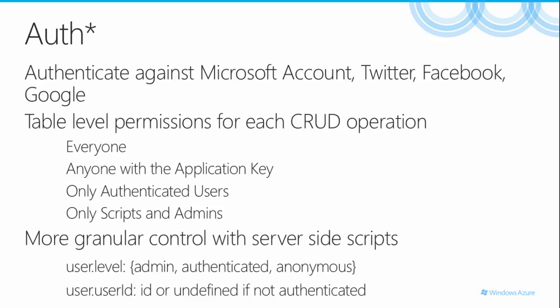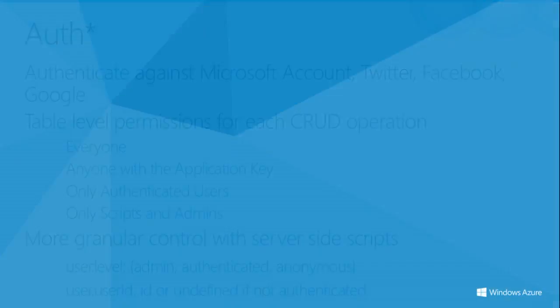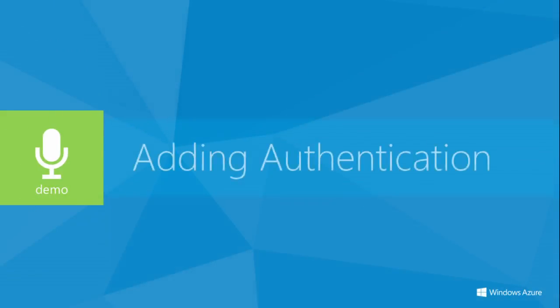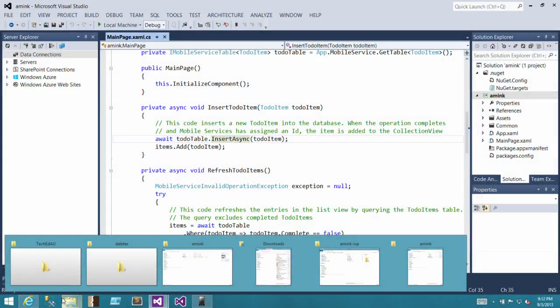But if you want more granular control, within your server scripts, the user object has a level and user ID. So you can build out your own authorization policies on top of that to perhaps add more control, as to perhaps only an admin can read certain subsets of the data out, or you might want to add a filter for their data specifically, say with the user ID. So let's jump in to the portal here and do a demo of that auth.